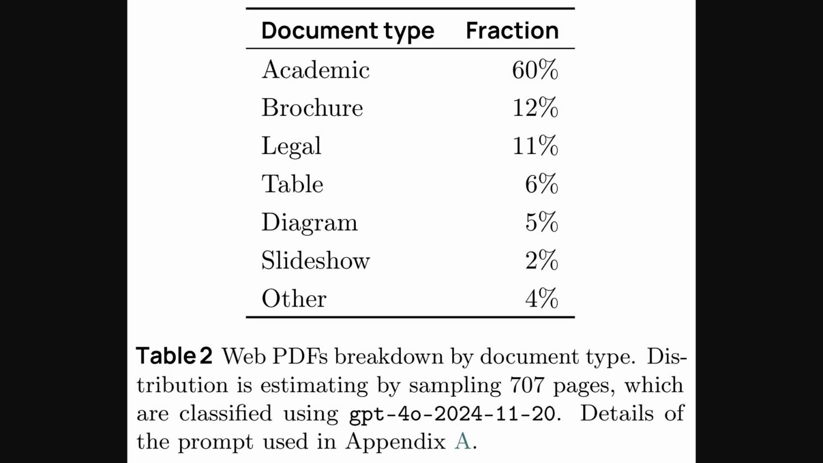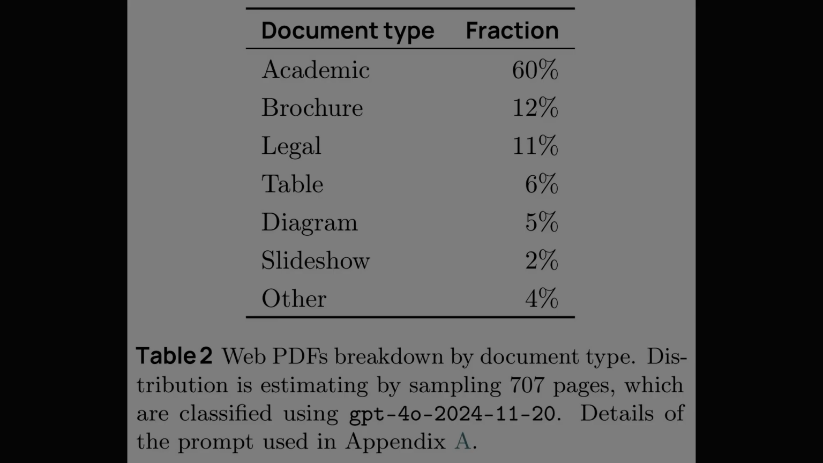So to train a model that can handle all this variety, you need a diverse data set. And this table here, Table 2, gives us a breakdown of the types of web PDFs they used in their training data. You can see it's heavily weighted towards academic papers, about 60%. But they also included a good mix of other things, like brochures, around 12%, and legal documents at 11%. This kind of mix helps ensure the final olmOCR model is robust across different document styles.